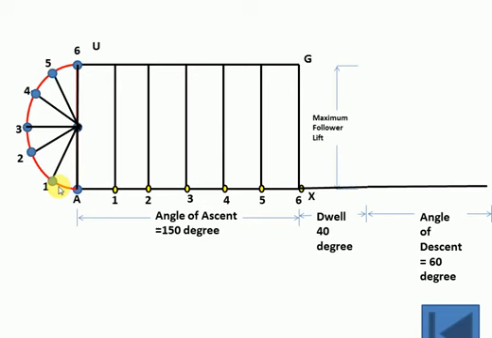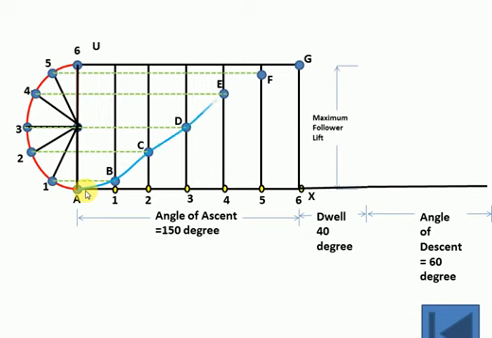Then this point 1 on the semicircle will meet the vertical point 1 on the angle of ascent at a certain point. Similarly, we'll draw a horizontal line from point 2 on the semicircle till point 2 on this vertical line. Similarly with 3 with 3, 4 with 4, 5 with 5 and 6 with 6. And we'll join A to G through B, C, D, E, F with a smooth curve.